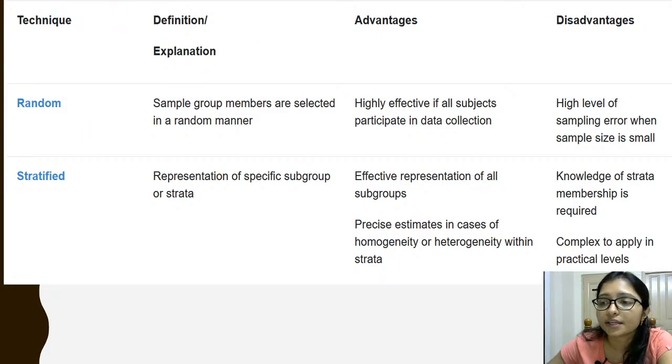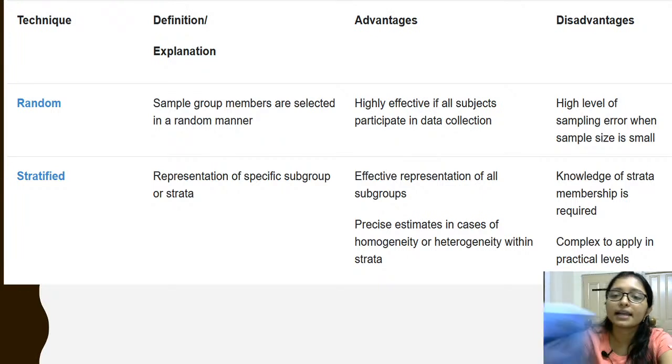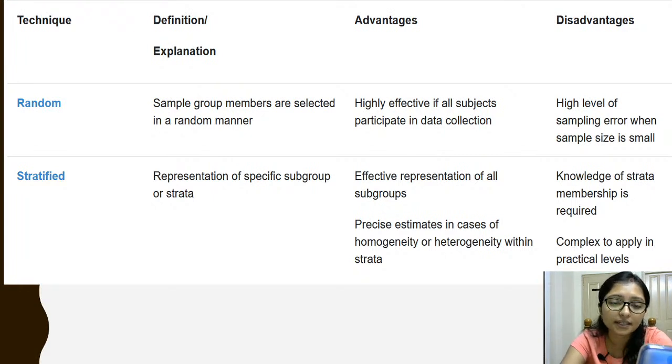Now see, so probability and non-probability is clear, random, probability and non-probability. Any doubt? So that I can move to the next topic. What are the different types of sample?